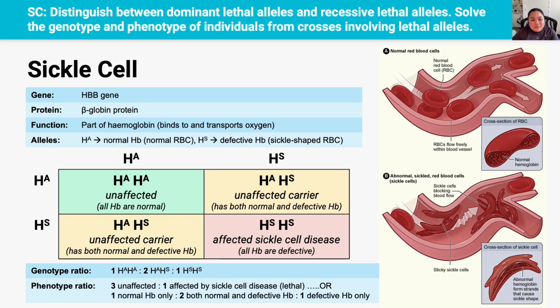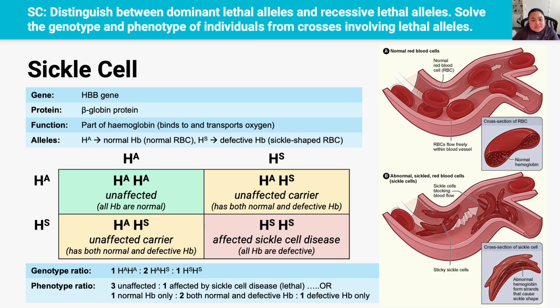Our next example is a relatively common genetic disease called sickle cell disease. I say it's relatively common because around 8 million people live with this disease worldwide, and it's most prevalent in sub-Saharan Africa, but it also occurs in parts of India, the Mediterranean, and the Middle East.